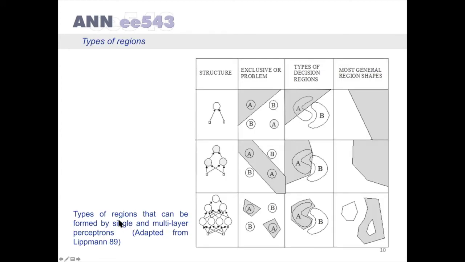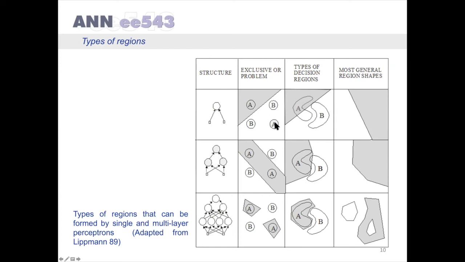Here we have types of regions that can be formed by single and multi-layer perceptrons. Here we have a single perceptron. We are in two-dimensional space, so we have connections to U1 and U2. And suppose that we have also a threshold here. By using a single perceptron, a line is defined and it separates the space into two parts.